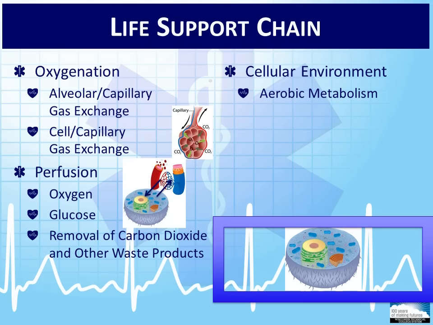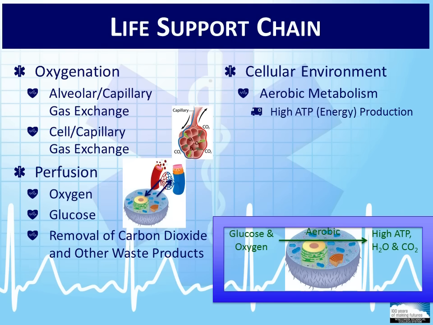In aerobic metabolism, the cell has ample oxygen that allows it to break sugar down into a chemical called adenosine triphosphate, ATP, very efficiently. Given the inclusion of oxygen into the process, the cell can produce a great deal of energy with the rather innocuous byproducts of water and carbon dioxide.